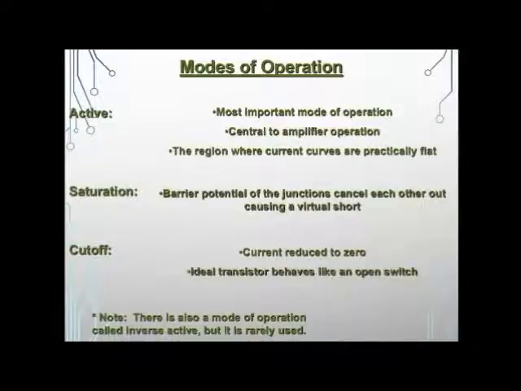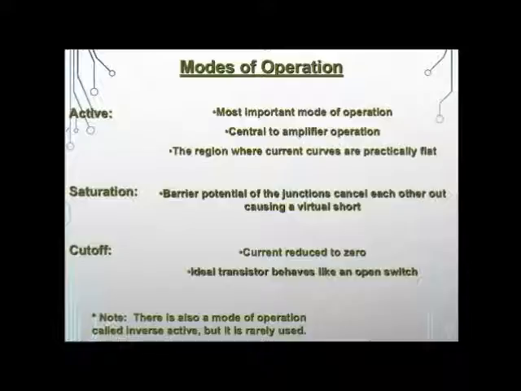Now there are three modes of operation for a BJT. That is the active mode, saturation mode and cutoff mode. In case of active mode, both the junctions are forward biased. That is the most important mode, and it is central to the amplifier operation. In this case, the collector-base and base-emitter junctions are forward biased.